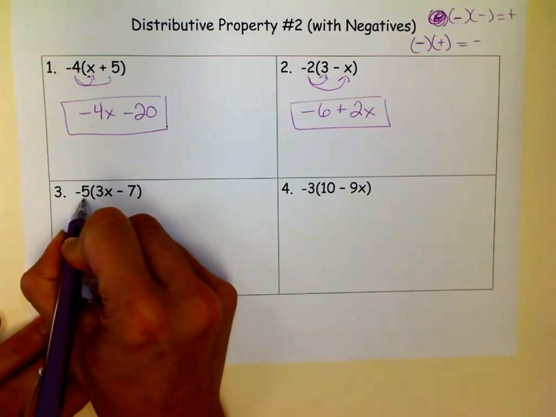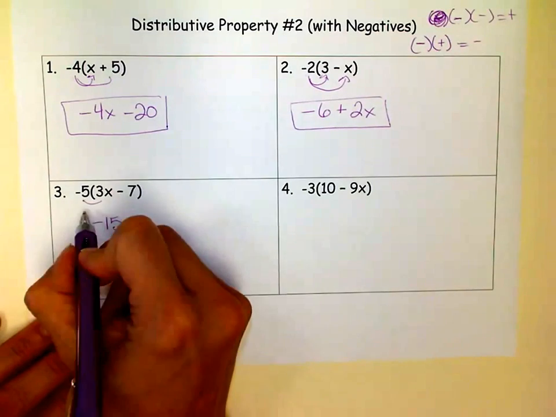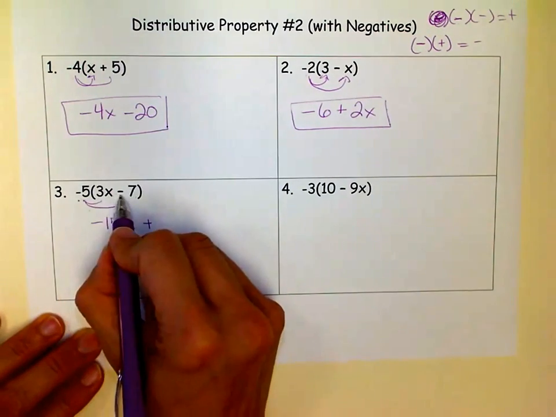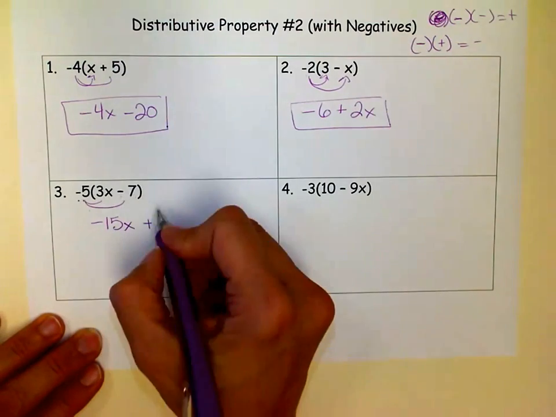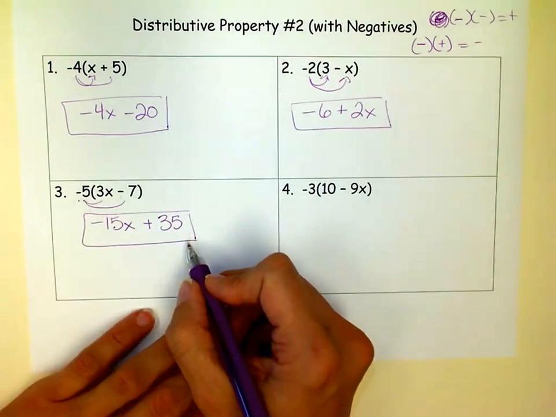Over here, we have a negative 5 times 3x, which is negative 15x, and a negative 5 times a negative 7 is a positive, because a negative times a negative is a positive, and 5 times 7 is 35. So our answer is negative 15x plus 35.